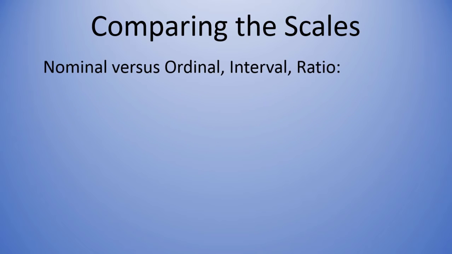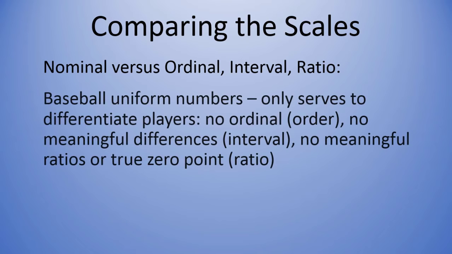Okay, and then finally, let's take a look at nominal versus ordinal, interval, and ratio. So recall with our example of baseball uniform numbers, the numbers only serve to differentiate between players. There's no order to them. 25 isn't necessarily better than 23. There's no meaningful differences. I can't subtract 25 minus 23, get a 2, and then my next number up, let's say, is 30 and 35, subtract 35 and 30 and get a 5. That doesn't even make any sense. We wouldn't subtract uniform numbers and expect to get any meaning out of that.